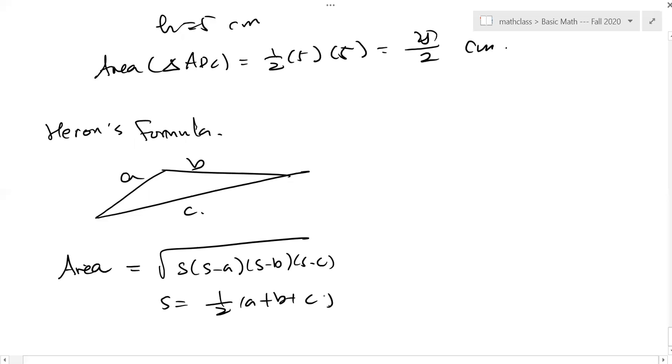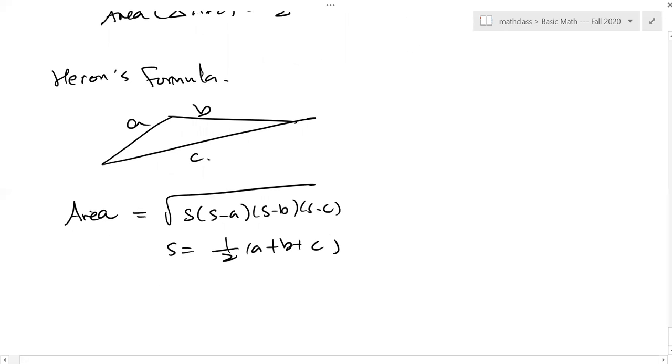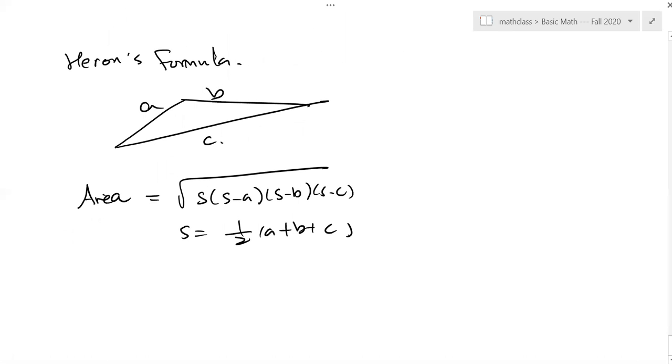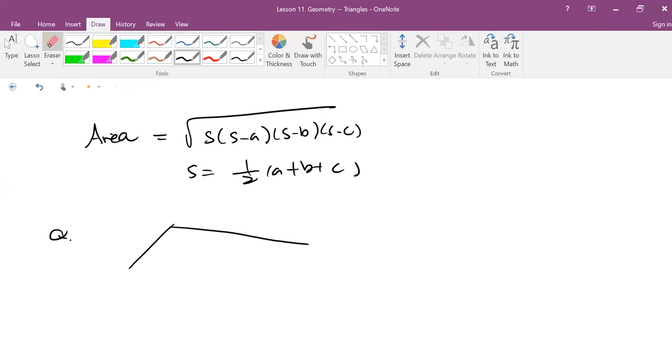This is a very interesting formula because the triangle is uniquely determined by the three sides, so the area should also be determined. And this is the formula. It's very useful. Wow, if I know this formula, I can do all the problems, right? So let's take a look at this arbitrary triangle.